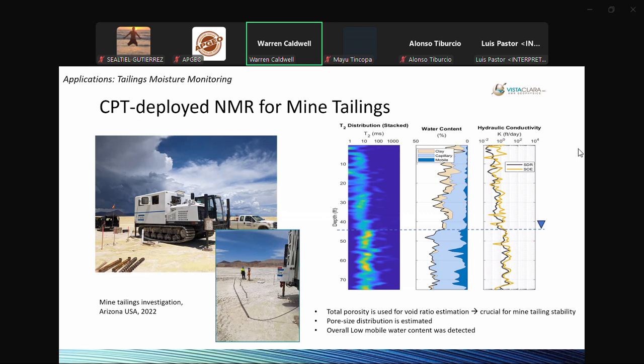Some of the interest in using NMR in mine tailings is to estimate void ratio for analysis of mine tailing stability. This also mentions that the pore size distribution is derived from the NMR measurements. And in this example, overall fairly low mobile water content was detected in this log.